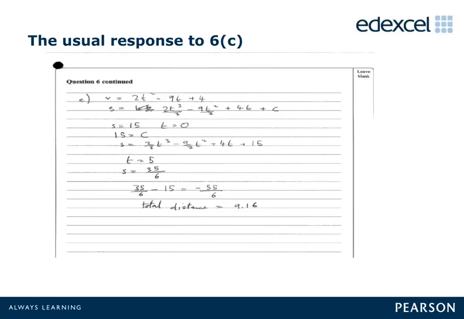This candidate has integrated correctly, subtracted the displacement at t=5 from the displacement at t=0, and given the very common incorrect answer of 55/6, having taken no account of the hint provided by the answer of Part A of the question, which should draw their attention to the two values of t at which there is a change in the direction of motion of P.